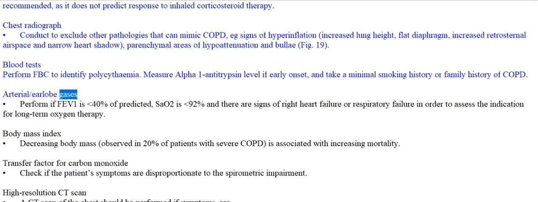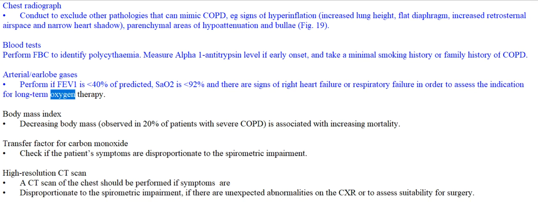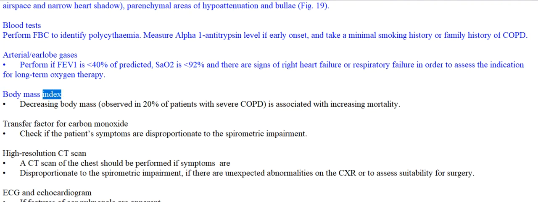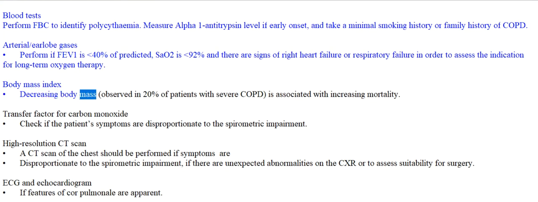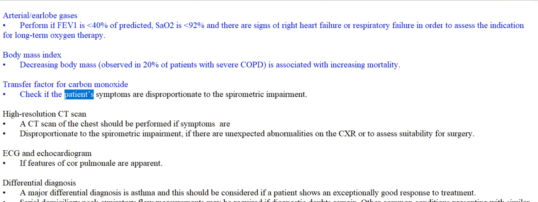Arterial/earlobe gases. Perform if FEV1 is below 50% and there are signs of right heart failure or respiratory failure in order to assess the indication for long-term oxygen therapy. Body mass index. Decreasing body mass, observed in 20% of patients with severe COPD, is associated with increasing mortality. Transfer factor for carbon monoxide. Check if the patient's symptoms are disproportionate to the spirometric impairment.